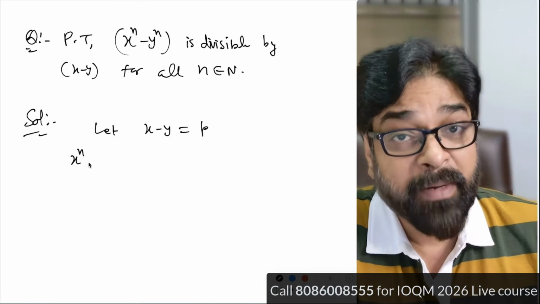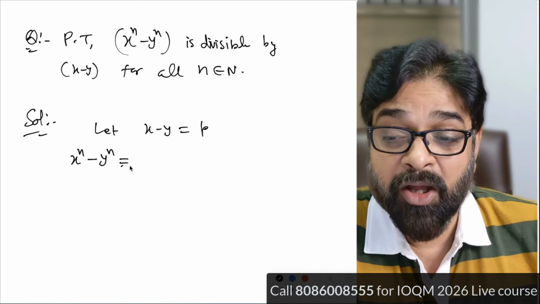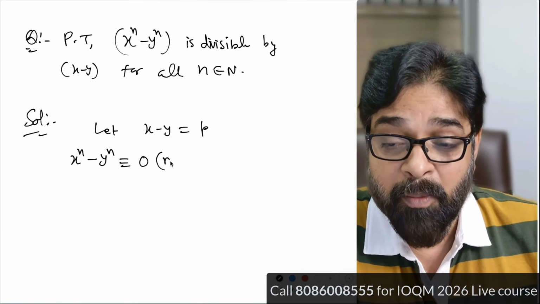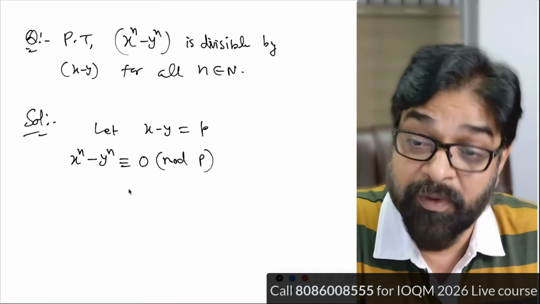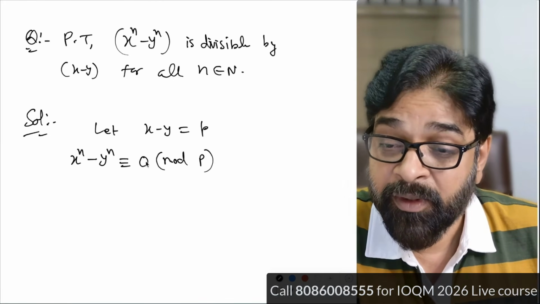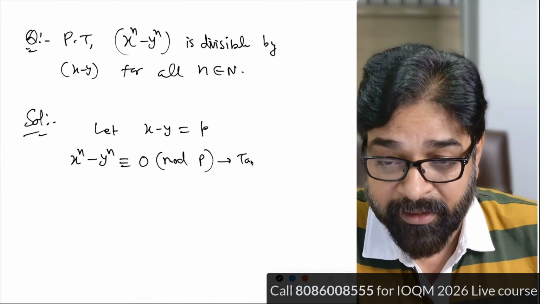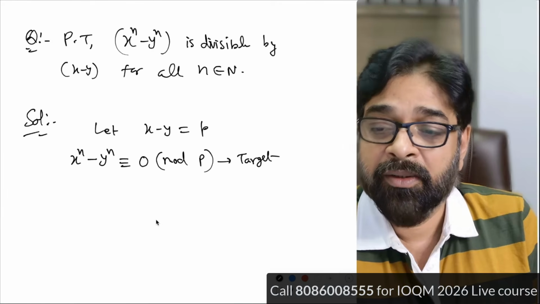It means what is my target? My target is x power n minus y power n congruent to 0 modulo p. Is it my target or not? Because the remainder has to come 0, then only we'll call it divisible. Yes or no? This is my target. That's all. Let's do it.